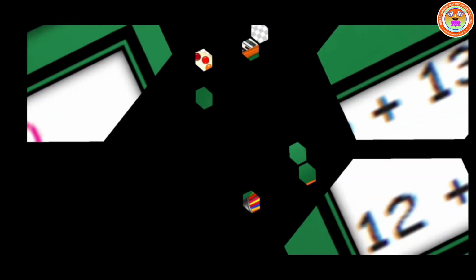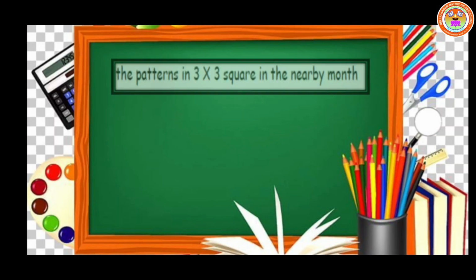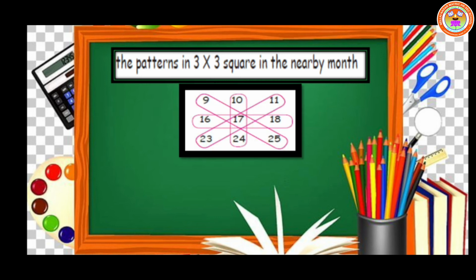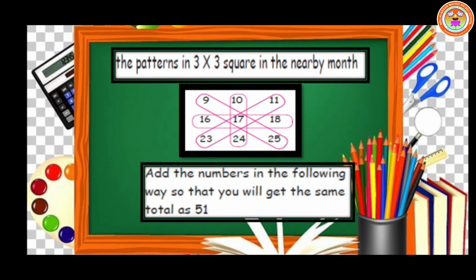now we are going to take a 3 into 3 square, which means 3 rows and 3 columns in a month. So I have taken 9, 10, 11, 16, 17, 18, 23, 24, 25. What is the pattern I am getting here? Add the numbers in the following way so that you will get the same total, 51. Take the cross pattern only. 9, 17, 25. If you add these numbers, you will get 51.